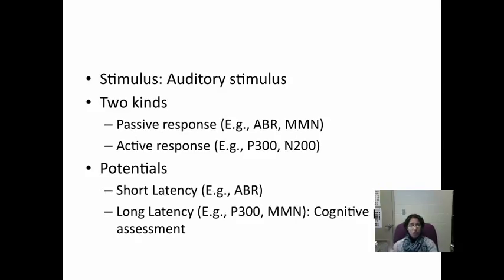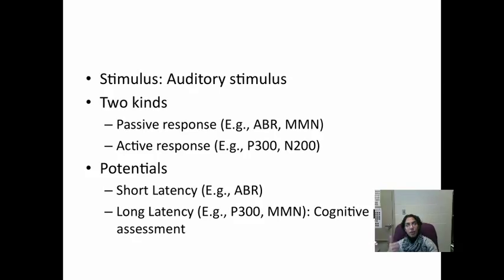The potentials can be short latency potentials or long latency potentials. As I said, latency is the delay between the stimulus onset and when you get the response. Short latency is where the delay is really short. So ABR, auditory brainstem response, is an example of that. Long latency is for a cognitive process assessment. So it takes longer to perceive that, and it is a cognitive process assessment.